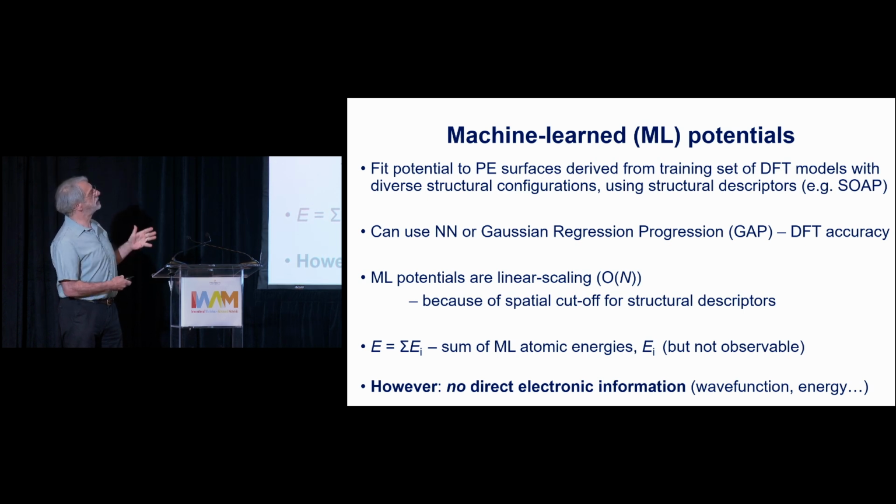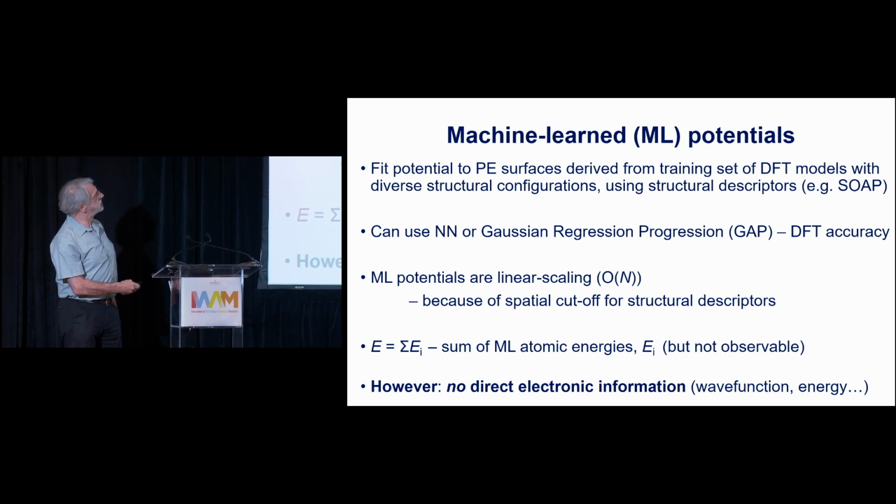The one we used earlier was a thing called SOAP. You need to know about that. So you describe the structure locally, going out to maybe sort of 10 angstroms or so in terms of a general descriptor, and then you map your energy onto that descriptor. And there are two ways of doing this. You can use neural nets or Gaussian regression, which is what we used.